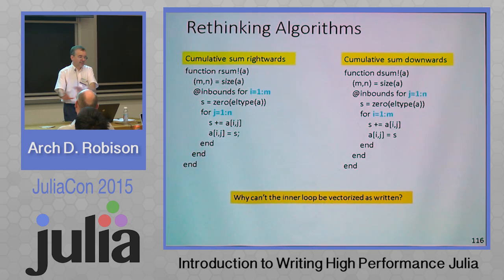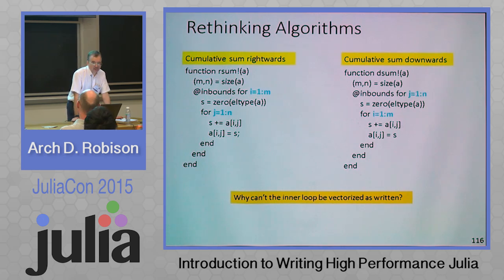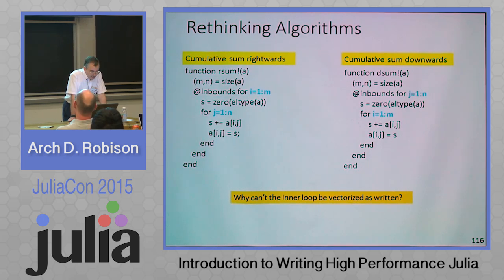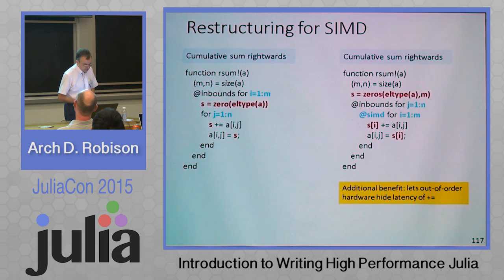So I got a preview of the next slide. I keep my eyes on the wrong slide. Yeah, this one I basically redefined what the function does and made it sum vertically instead of horizontally. The other way, well, suppose you really wanted to sum horizontally. Then you just have to rethink the algorithm to be friendlier.